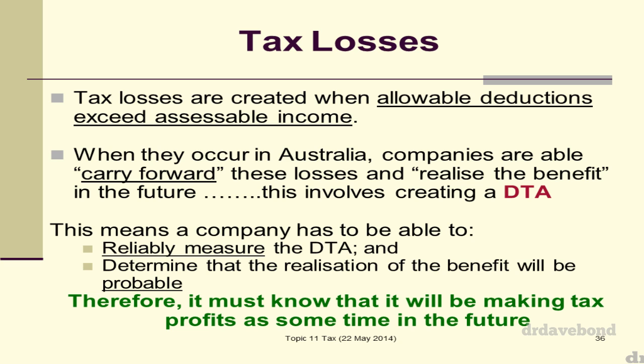Tax losses. From the slide, if you've got it in front of you, rather than me flicking back because I need to do some drawing with this, tax losses are created when allowable deductions exceed assessable income. When they occur in Australia, you can carry them forward. So let's look at a situation where a company makes an assessable, taxable profit of $1,000. So this is all tax.